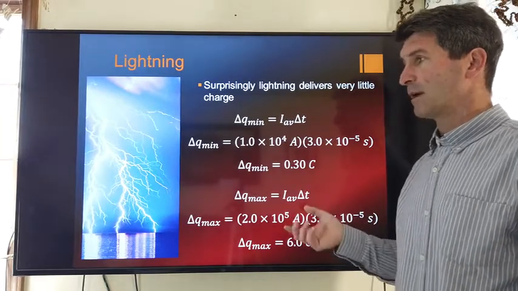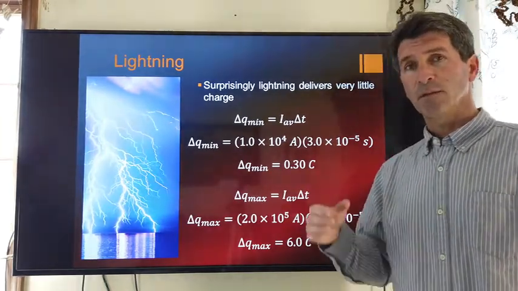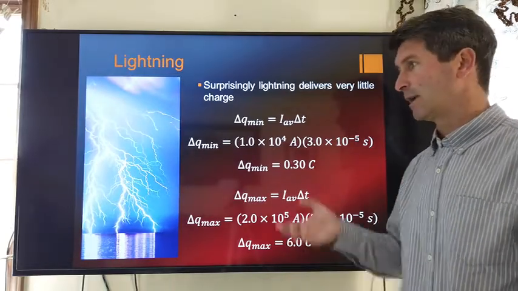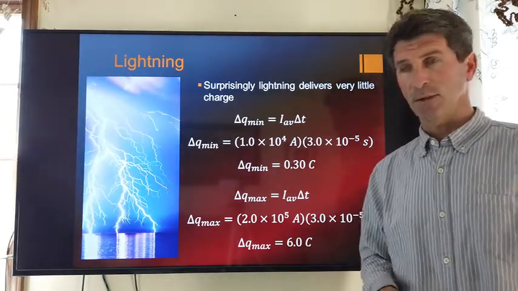So even though the amount of charge isn't all that great, the voltage, which is the amount of energy per unit charge, is high, and again, that can make lightning quite destructive.